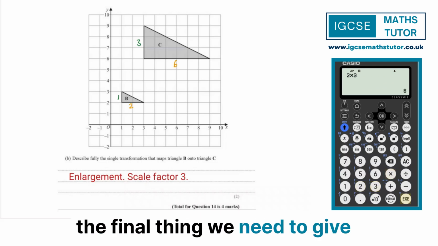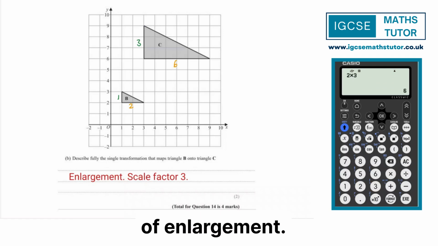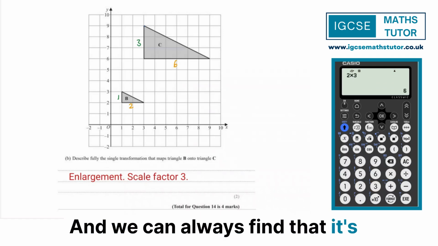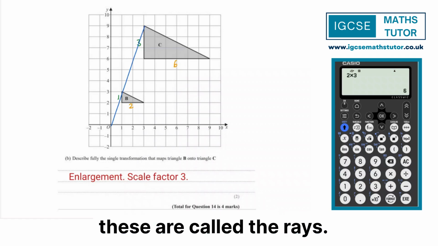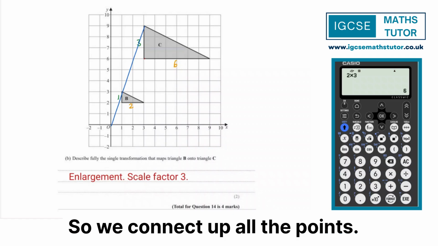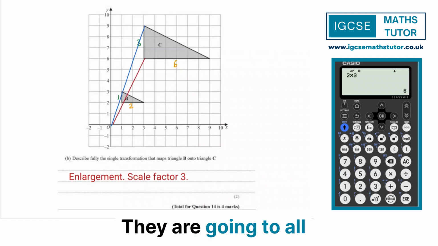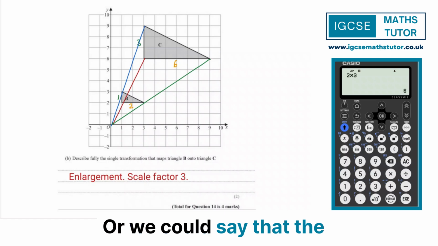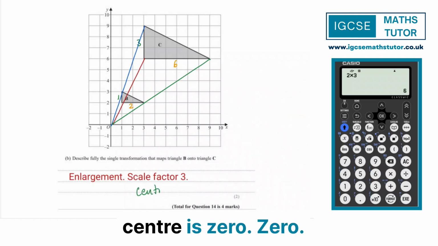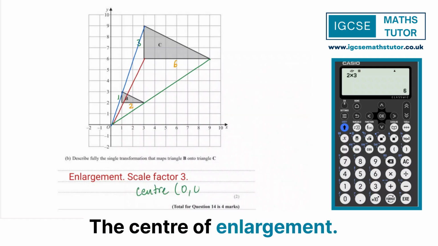Now the final thing we need to give here is the center of enlargement. And we can always find that, it's often just the origin. If we draw in, these are called the rays. So we connect up all the points. They are going to all meet at the origin. So you can say center origin, or we could say that the center is 0, 0, the center of enlargement.